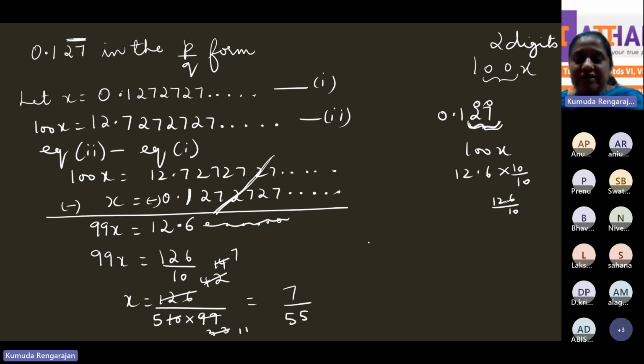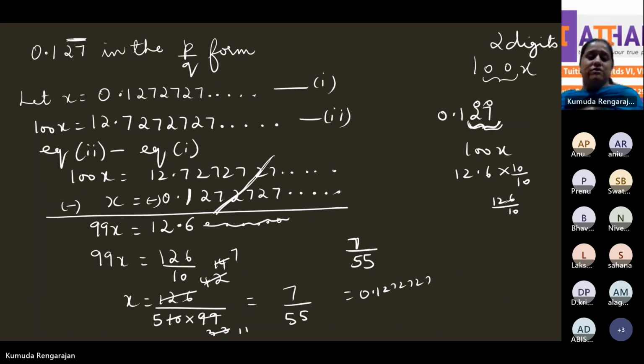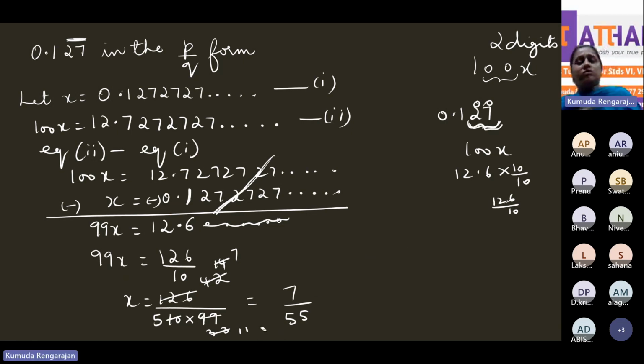If you find the value of 7 by 55 using a calculator, the calculator will show you 0.12727727 endlessly. Use the calculator to find 7 by 55, and that will show you the digits. If you have not worked this correctly, please take a screenshot. That's all it is.